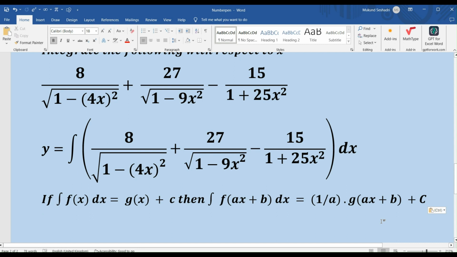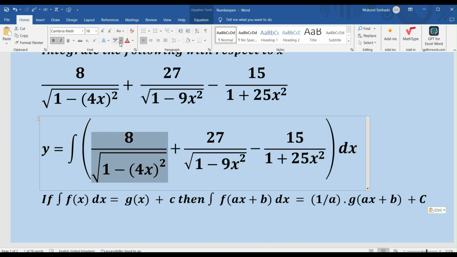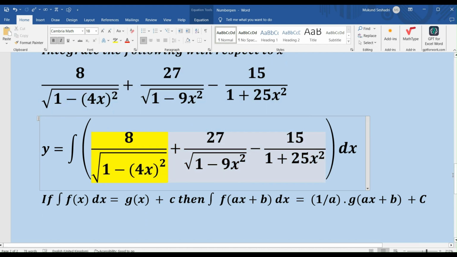So I'm going to pull out each one of these functions, and let's look at the first function we have. We've got 8 divided by square root of 1 minus (4x) the whole square, right? Let me highlight this particular function in yellow, right? And immediately I can draw a parallel to the integral of dx divided by square root of 1 minus x squared, which is nothing but sine inverse of x plus c.